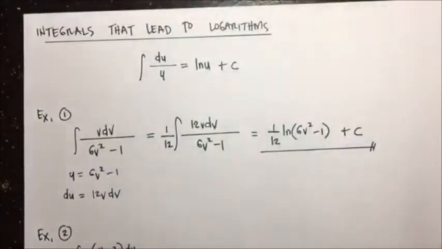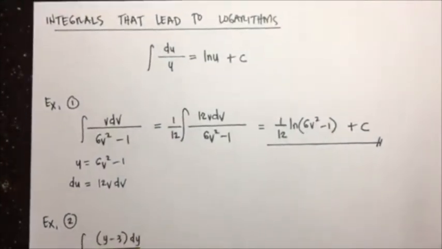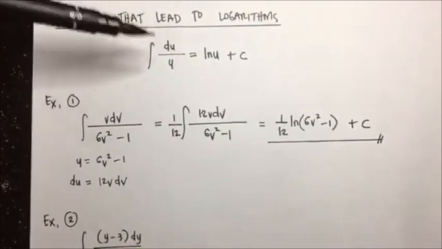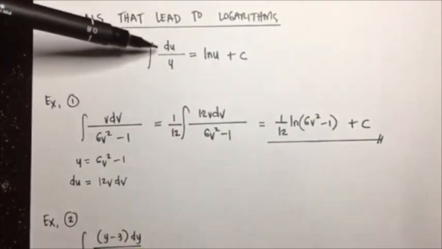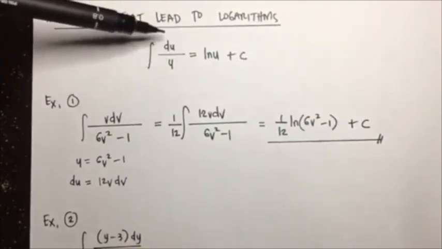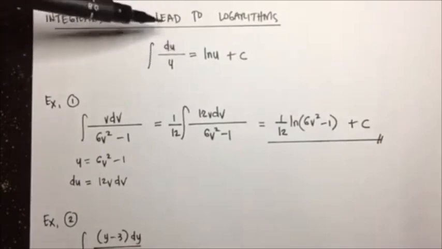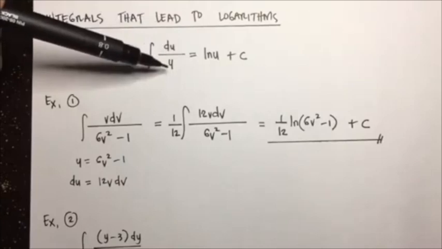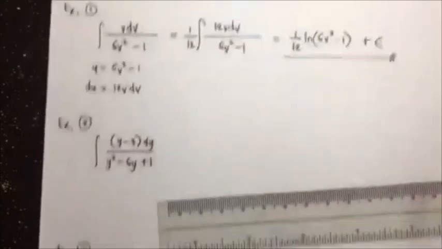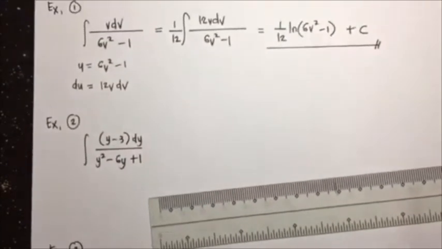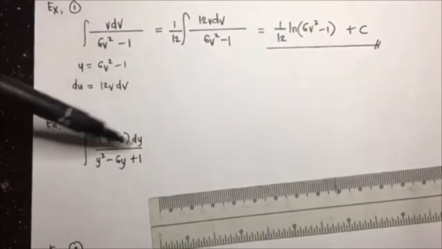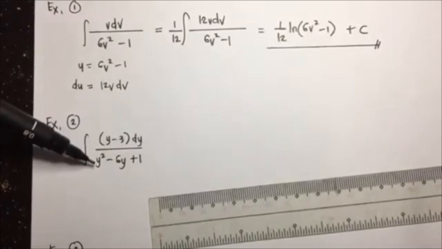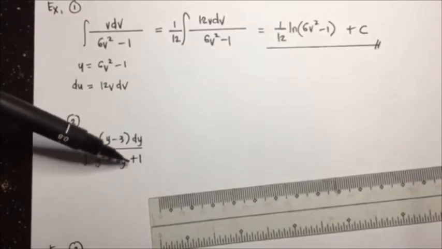Okay, so it's that simple. All we need to do is complete the differential in the numerator part. The numerator should be the complete differential of the denominator. Okay, so another example, we have the integral of y minus 3 dy all over y squared minus 6y plus 1.